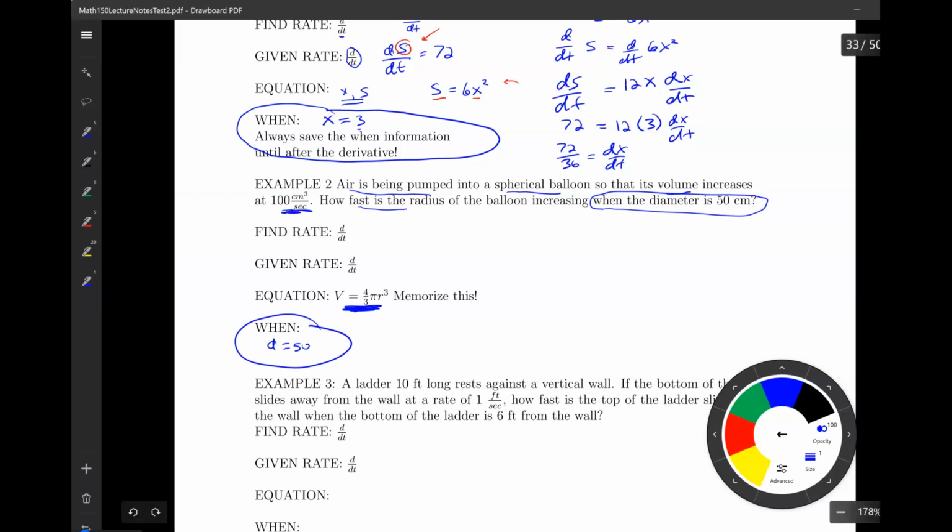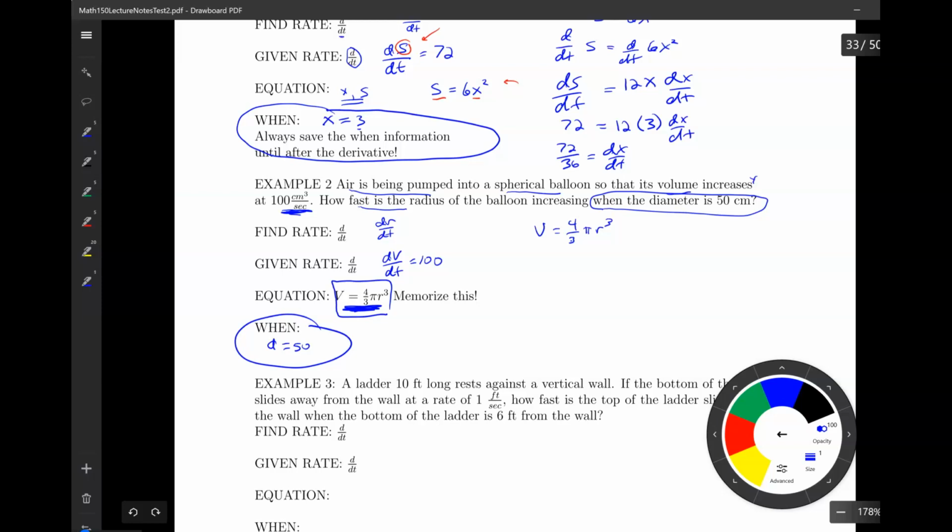So looks like this is a given rate, so it is the volume increasing. So let's write it as dV over dt is 100. It is positive because it's increasing. Positive derivative means increasing. What are we trying to find? How fast the radius is increasing. So since I already have my equation, I really do need to use these letters. So I need to use r for radius, dr dt. Okay, set to go. Got my equation, my find and given rate. So let me write my equation up here.